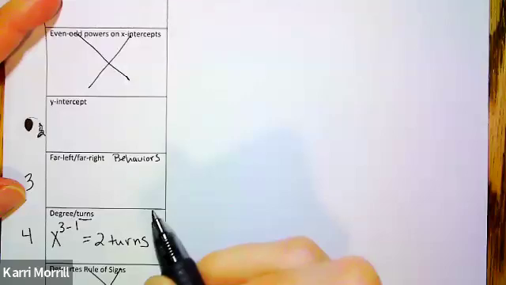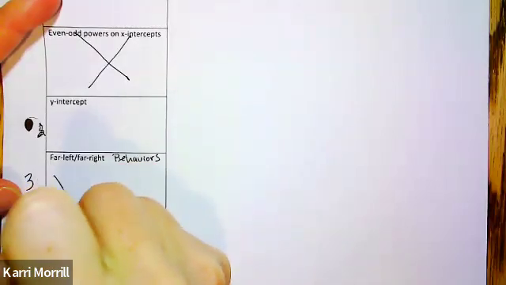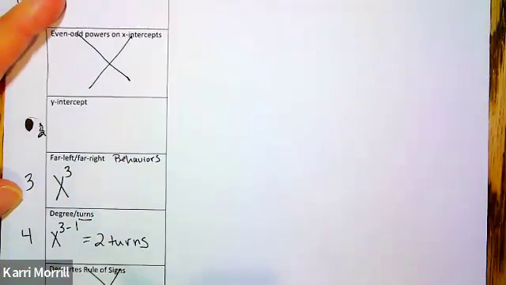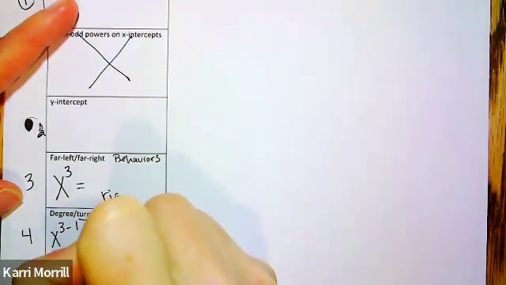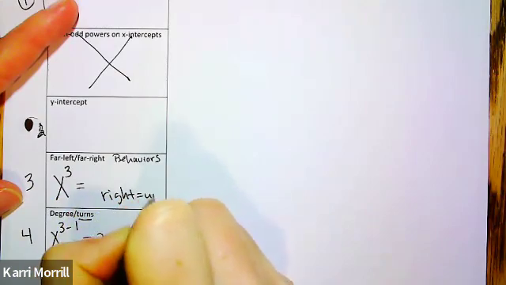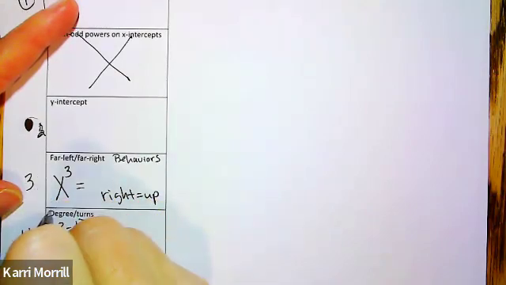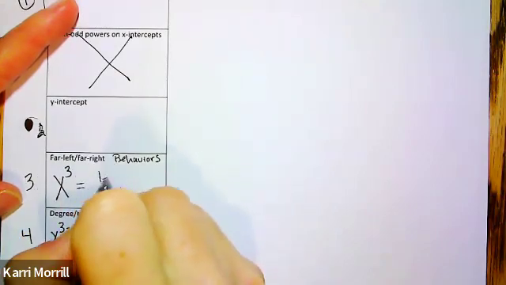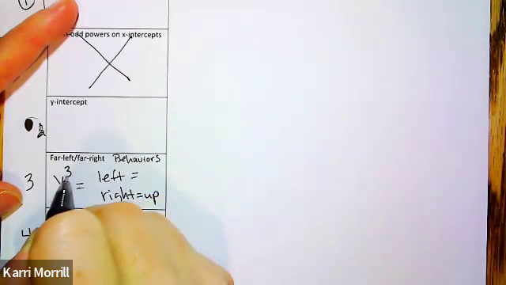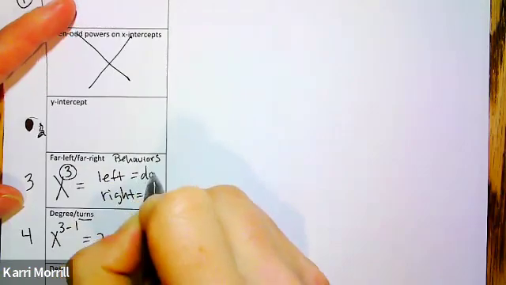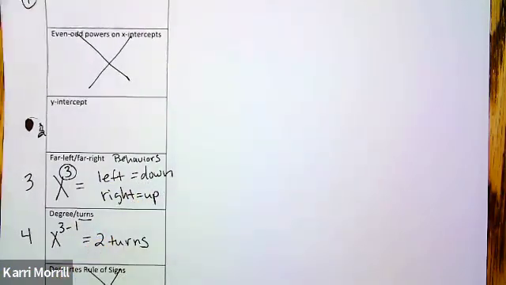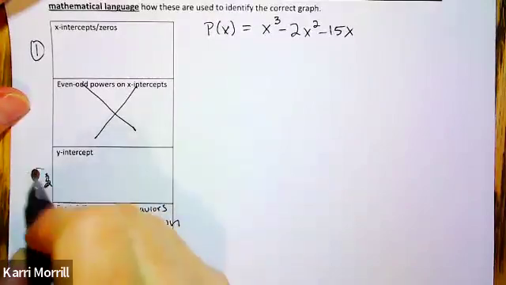My far left and far right behaviors. So we're looking at our leading term again. All 3 of those, we've looked at that leading term. And I can tell that my right-hand side is going to go up because it's a positive leading term. And then my left-hand side is going to do the opposite because my exponent is an odd number, so it's going to go down. I think I will just definitely go from bottom to top in answering this.